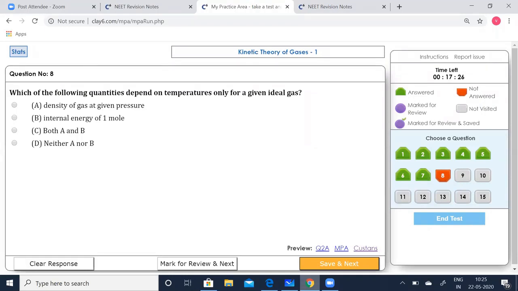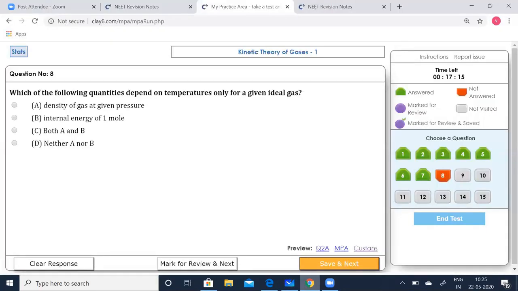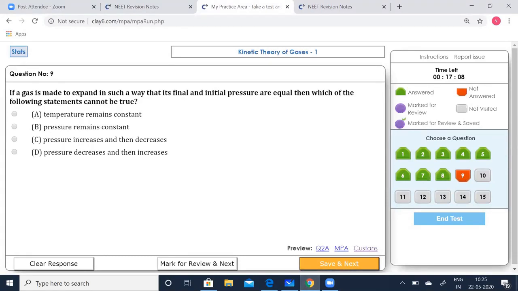So that means we can put it as, look at what we got, Cv. So it is only the temperature, not the density. All right, so the internal energy depends upon the moles. Yes. So save that, go to the next.